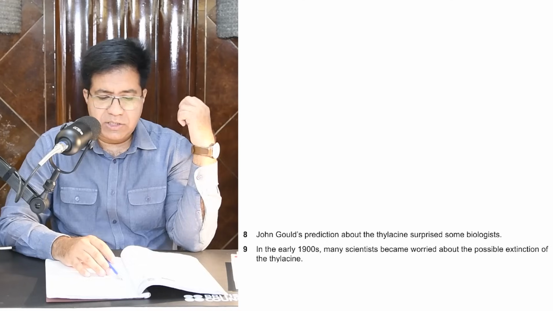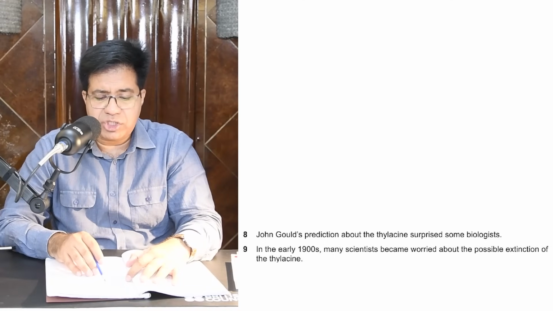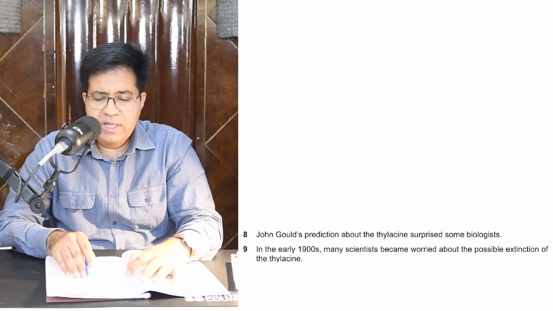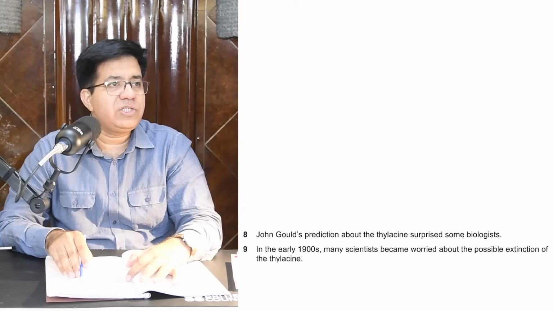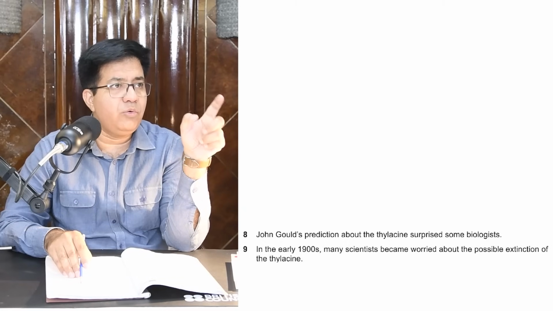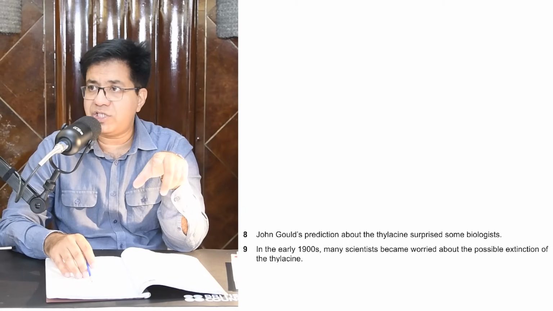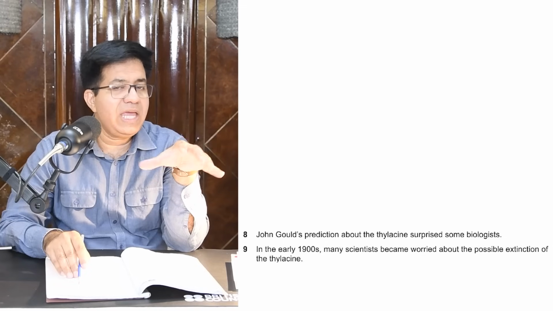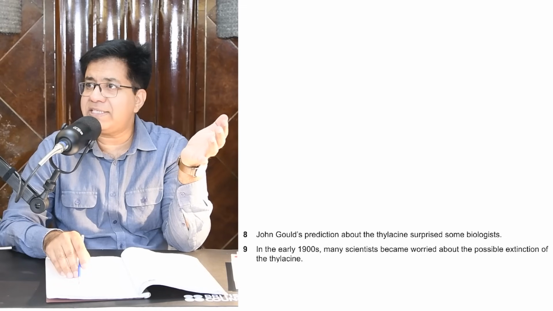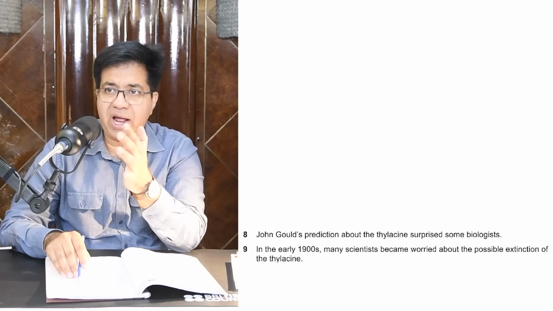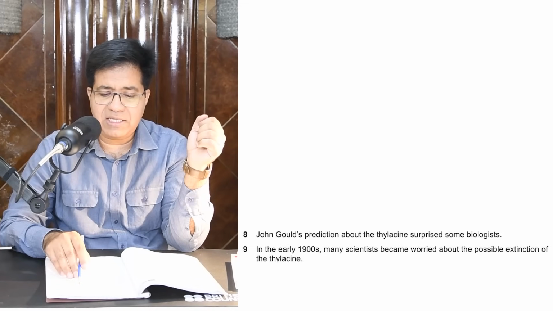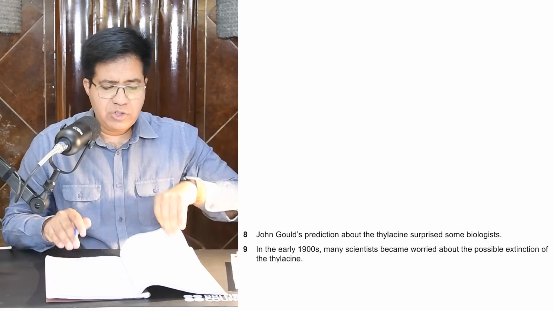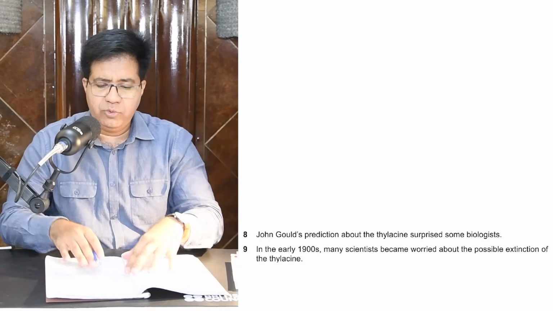Question number 8. John Gould's prediction about thylacine surprised some biologists. Now, John Gould is our clue word. If his prediction surprised biologists, answer is true. If they were expecting what he said, answer is false. And if they don't tell us whether surprised or not, then answer is not given. Okay? So please come back. Look for John Gould.